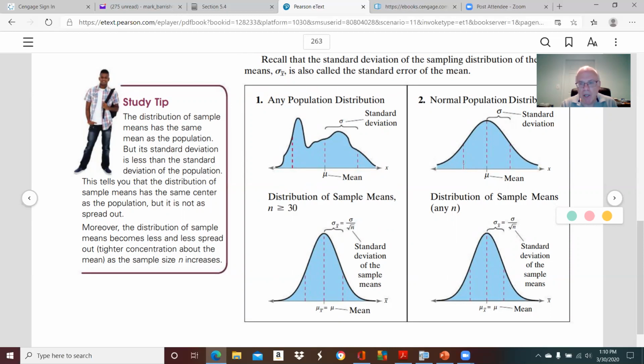least, I'm sorry, this is it. So if this is our population, and as long as n is greater than or equal to 30, our sampling distribution is going to be approximately normal. If the population is normal, then it doesn't matter what the sample size is; the sample means will also be normal. Okay.